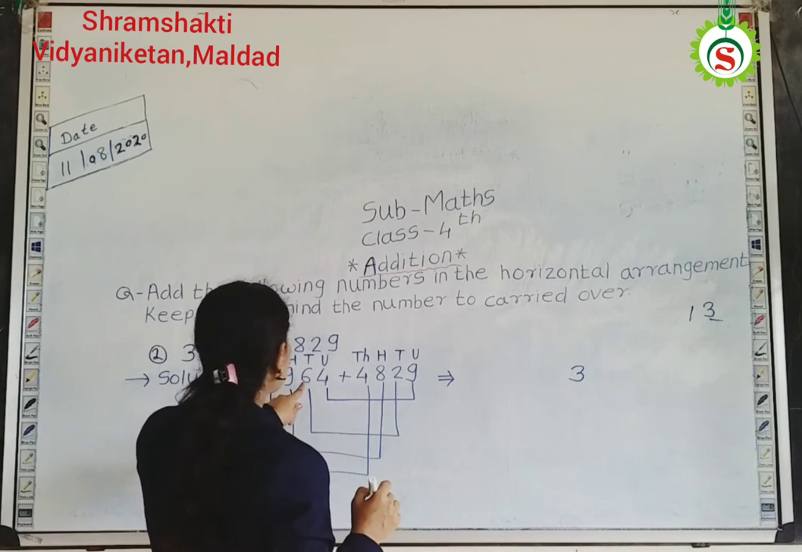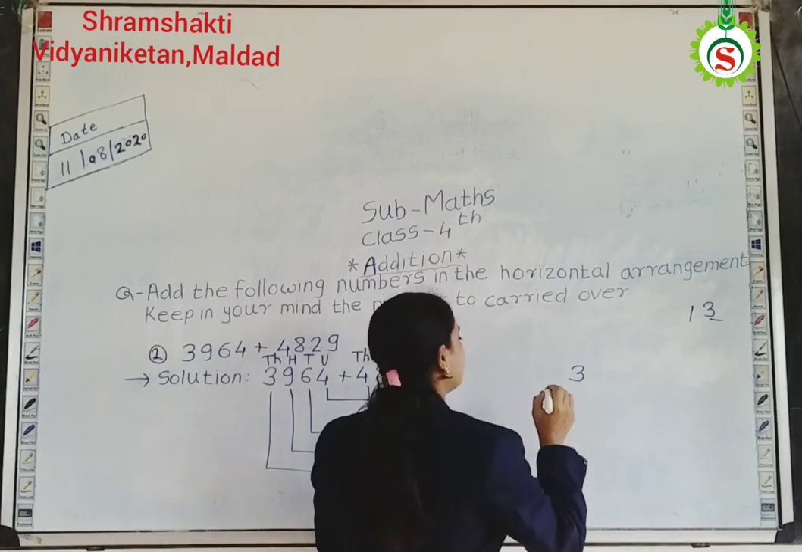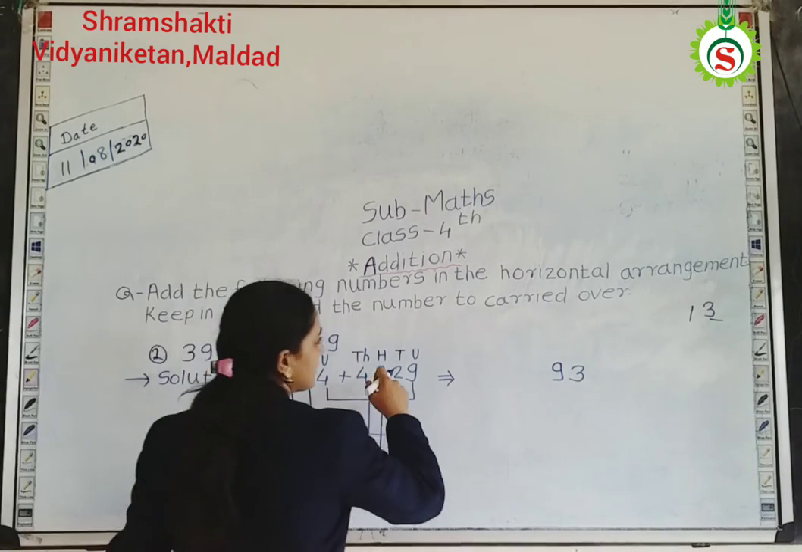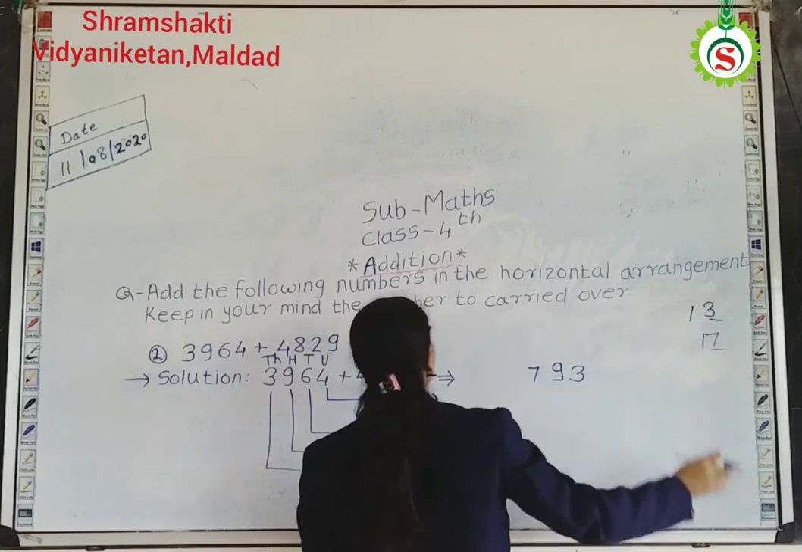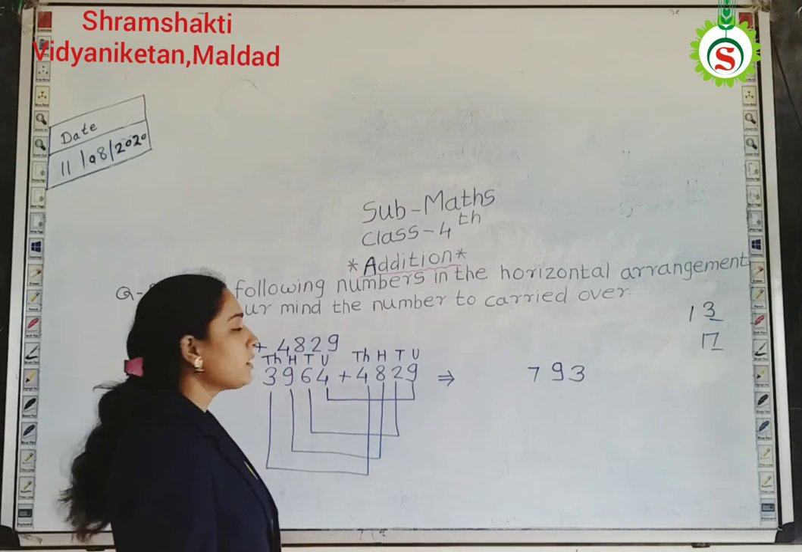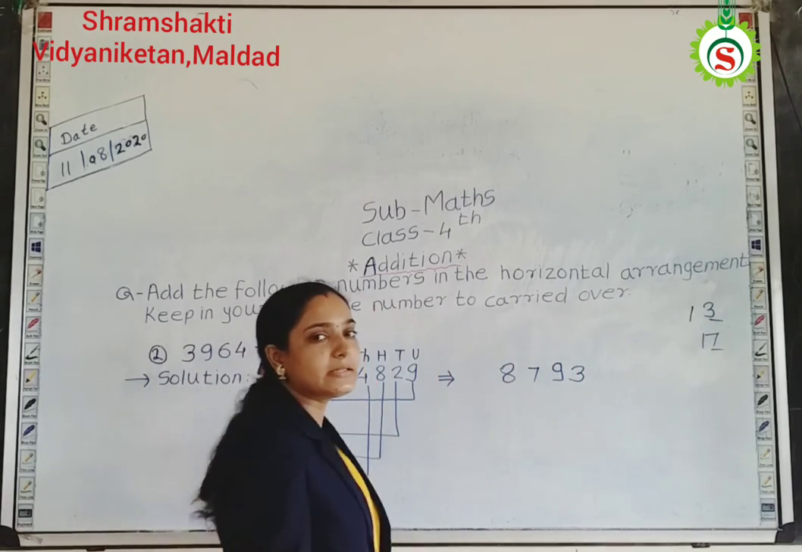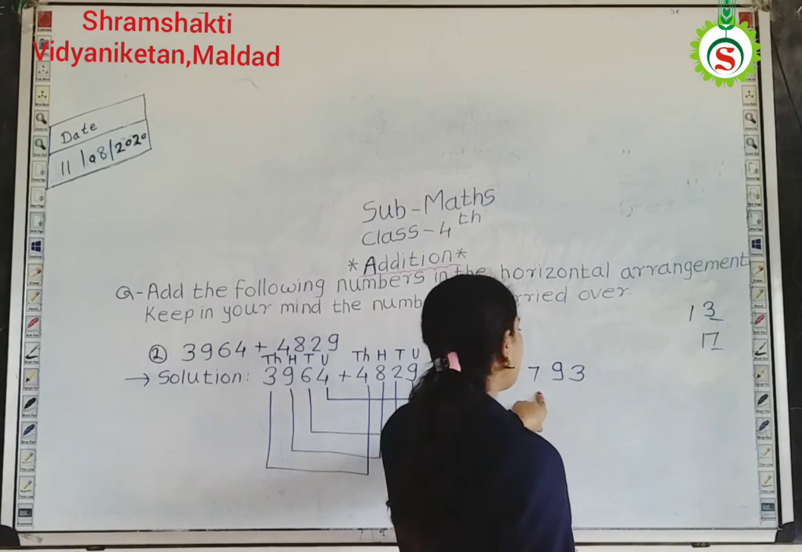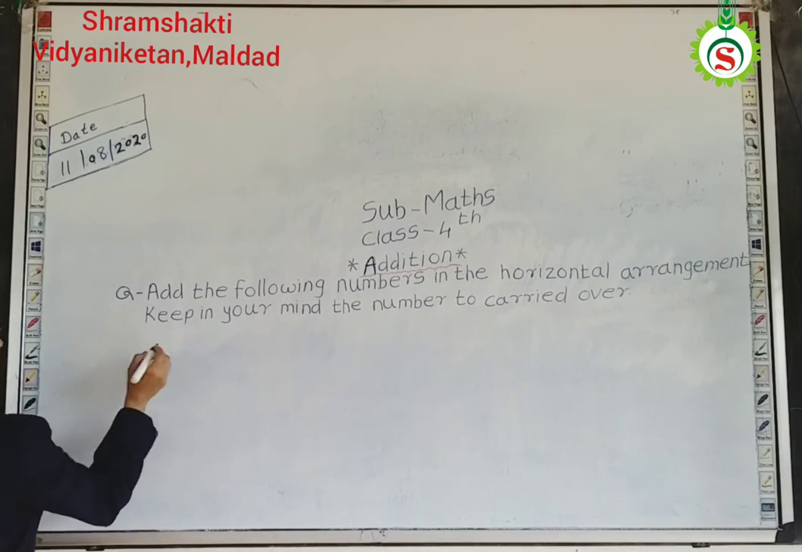Then tens, 6 plus 2, 8. And this carry over. 8 plus 1, 9. Then hundreds place. 9 plus 8, 17. Write down only the units place 7 here. 1 is carry over. Then thousands place. 3 plus 4. How many? 7. And 7 plus 1 is equal to 8. Means our answer of this example is 8,793. Now example number 3.